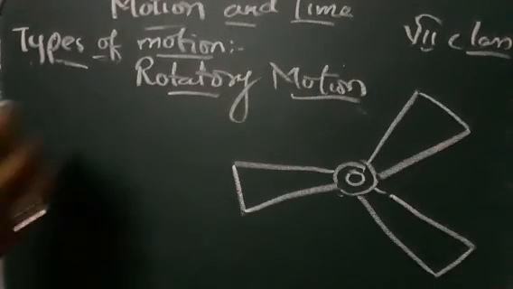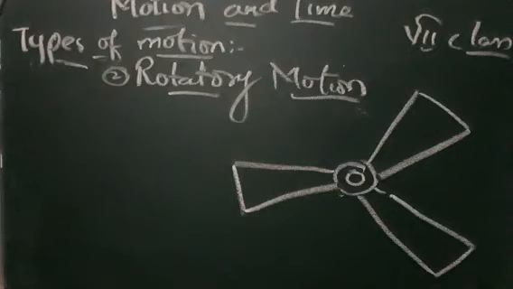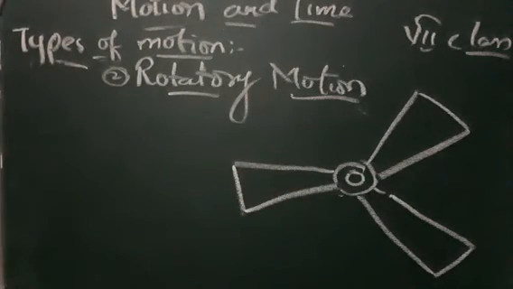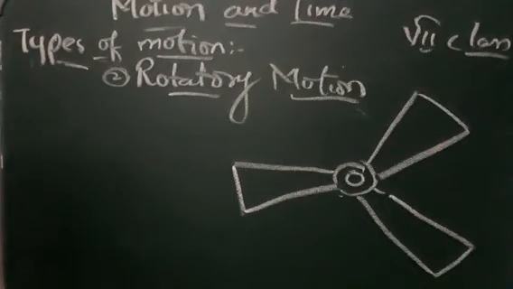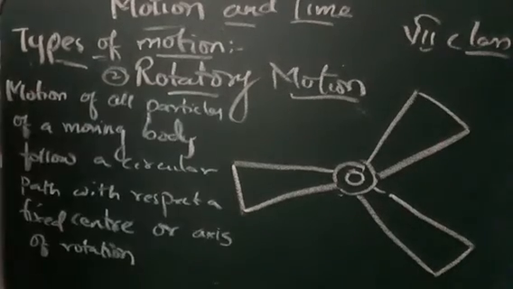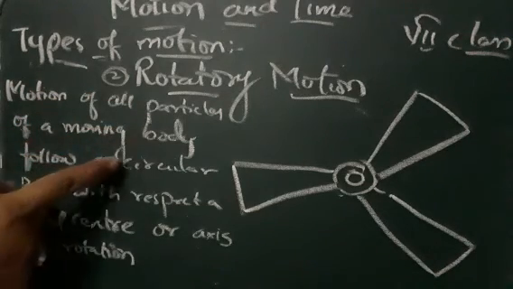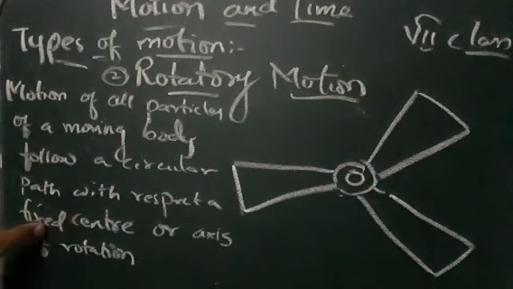Now the second one is rotatory motion. What is rotatory motion? Rotatory motion means the motion of all the particles of a moving body follow a circular path with respect to a fixed center or axis of rotation.